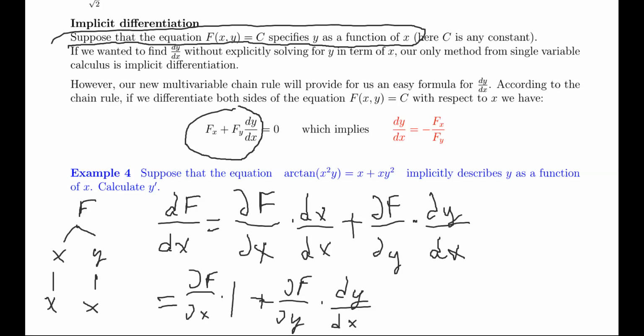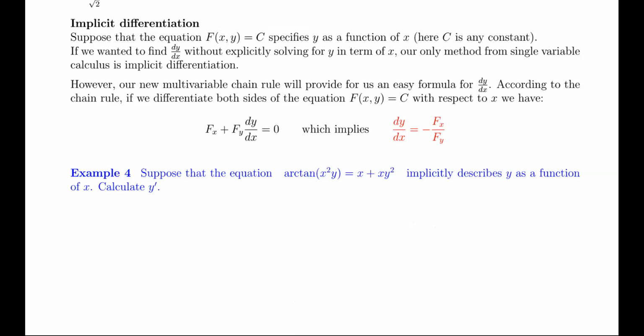And of course, our function in the first place was f of x comma y is equal to c. So we take the derivative on the right-hand side, and the derivative of that constant is just 0. So that's how we get our formula: f sub x plus f sub y times dy dx is equal to 0. Then we can just solve for dy dx. When we do that, we get dy dx is equal to negative of the partial of f with respect to x divided by the partial of f with respect to y. So that's going to be our formula.